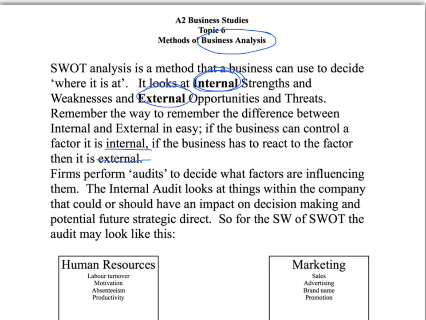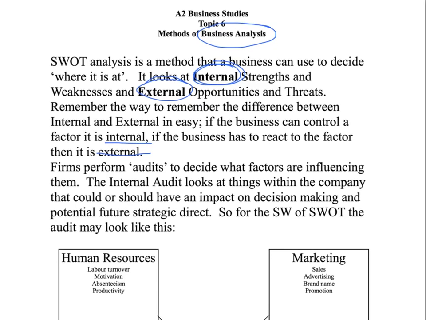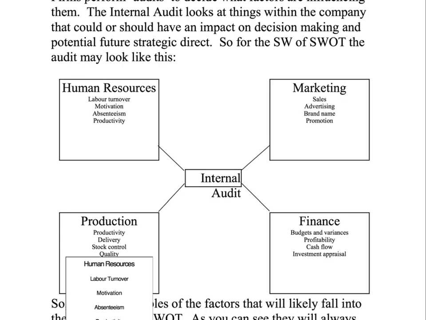So as I've said, firms perform audits to decide what factors are influencing them. So an internal audit looks at things within the company that could or should have an impact on decision making and the potential future strategic direction. There's my mistake for the day, that obviously should be direction.